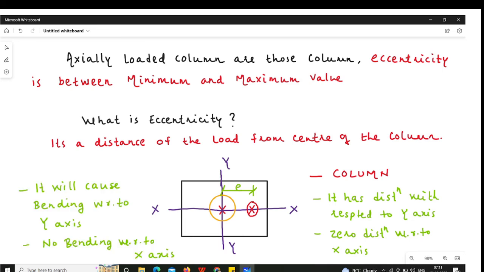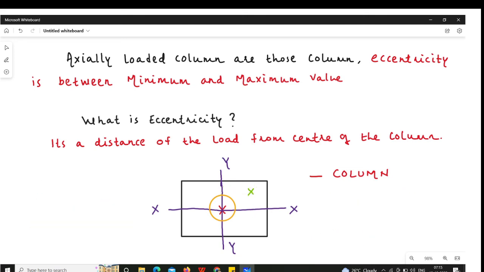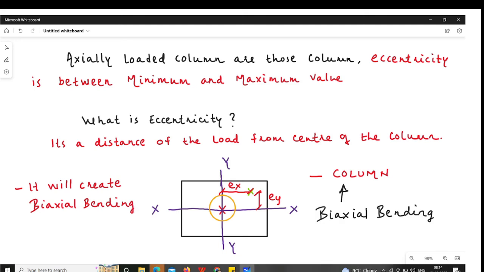Okay. So there is the bending moment with respect to y axis and no bending moment with respect to x axis. It is the case of uniaxial bending. Okay. So if this is the point of application of the load, it has eccentricity with respect to x axis as well as with respect to y axis, and it will create bending moment in both the axes, y axis as well as x axis, and this is the case of biaxial bending.